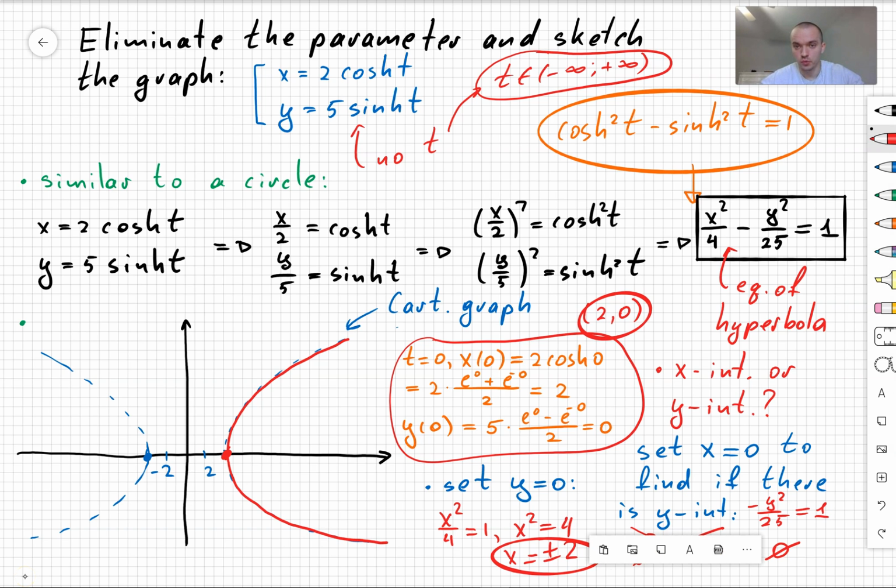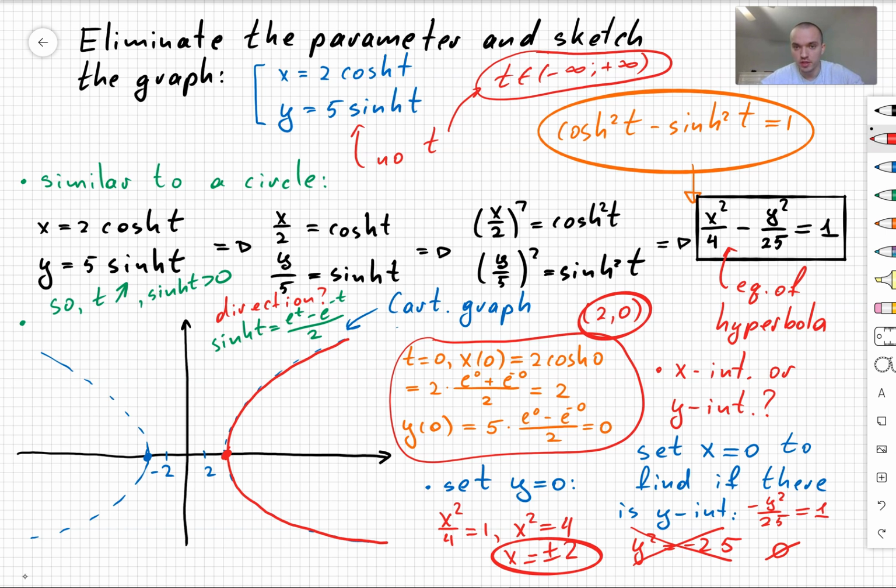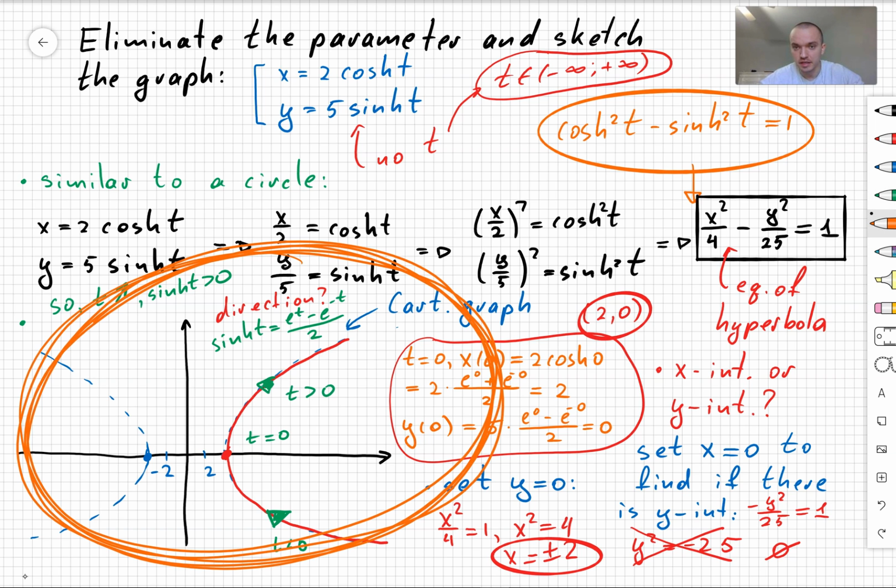That's why we have just the right branch, but let's figure out the direction. First, observe that hyperbolic sine is equal to e to the t minus e to the negative t, over 2. So when t gets bigger and bigger, sinh t is always positive. That means if I start at the point (2, 0), I'm going to go along the positive y direction. So that's why we know that our direction is going to go upward, something like this. And this is going to be the parametric graph of our parametric equation.